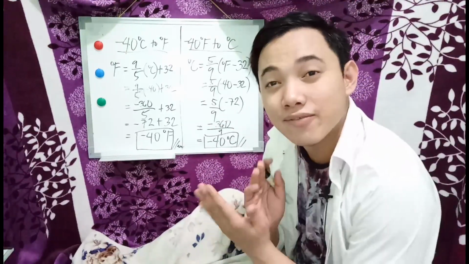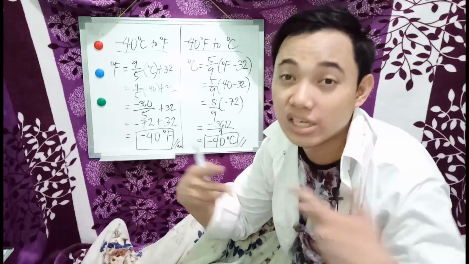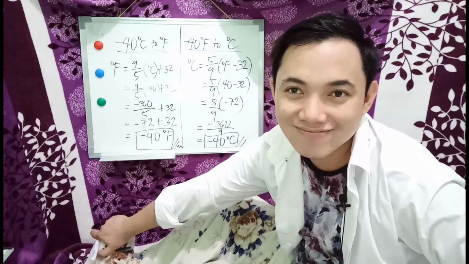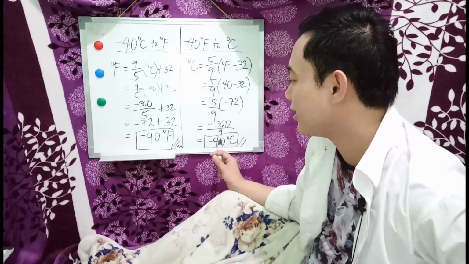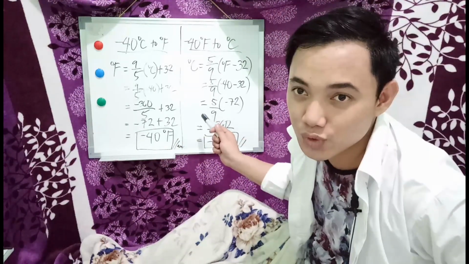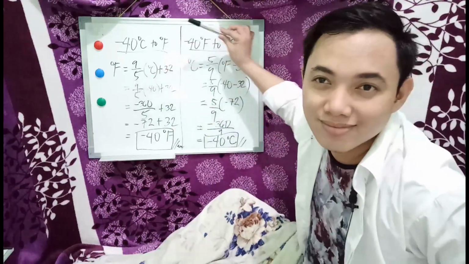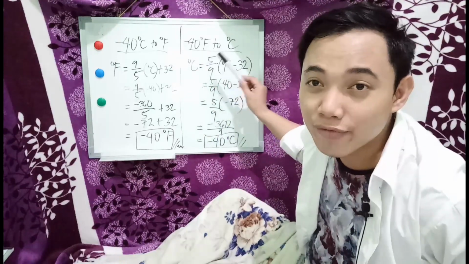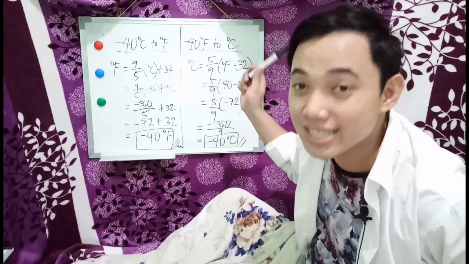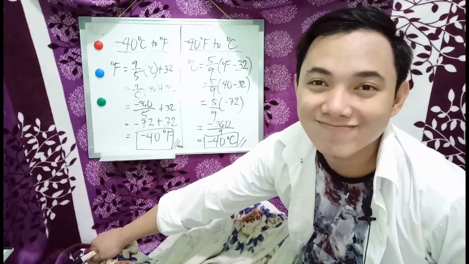So, in negative 40, degree Celsius man siya o degree Fahrenheit, equivalent yung values nila. So, from negative 40 degree Celsius to degree Fahrenheit, and negative 40 degree Fahrenheit to degree Celsius, same sila ng results. Negative 40 din yung result.